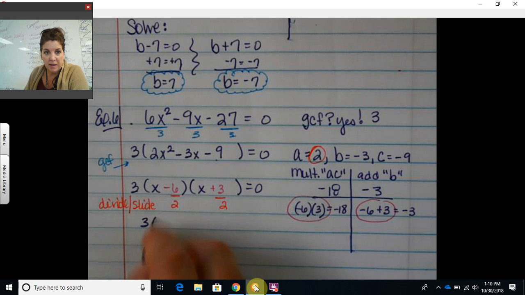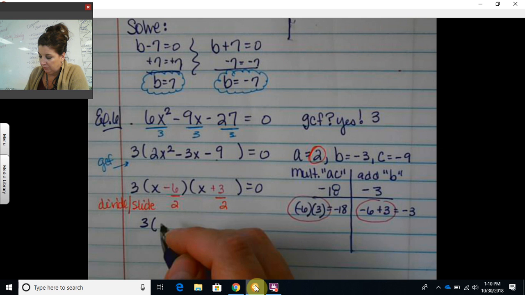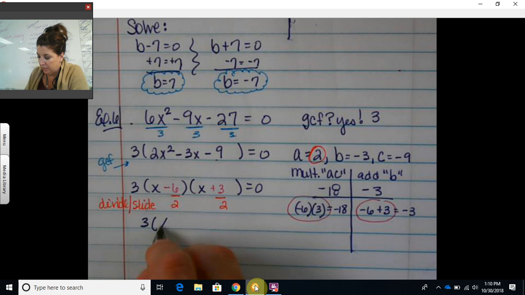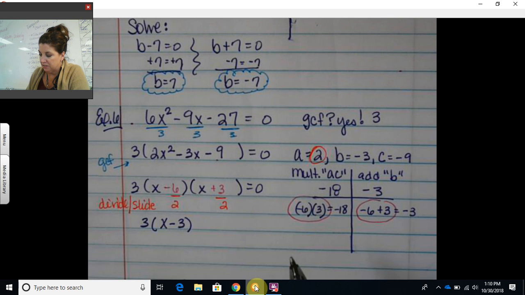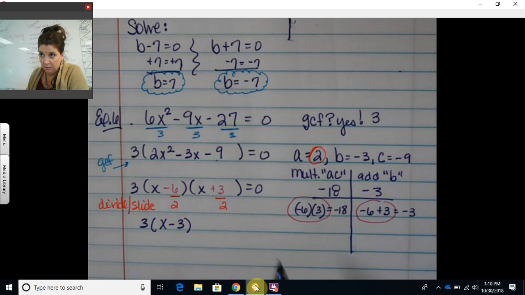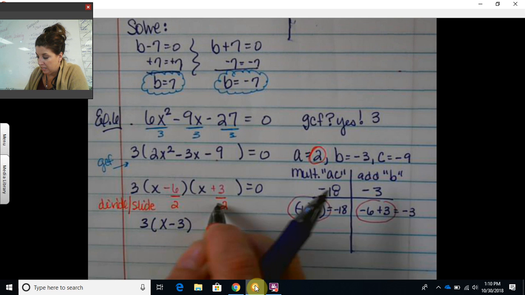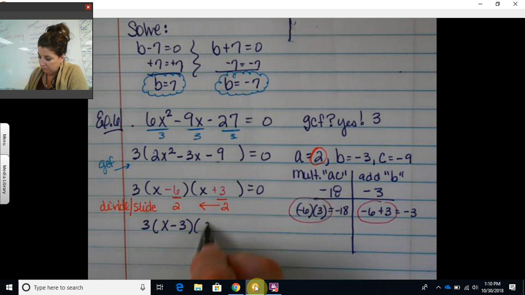X minus 6 halves, divide or slide? Divide, and I get x minus 3. X plus 3 halves, divide or slide? Slide. Can I reduce? No. If I can, I have to reduce first. So just slide that 2 up in front of the x, and what do I write? 2x plus 3.